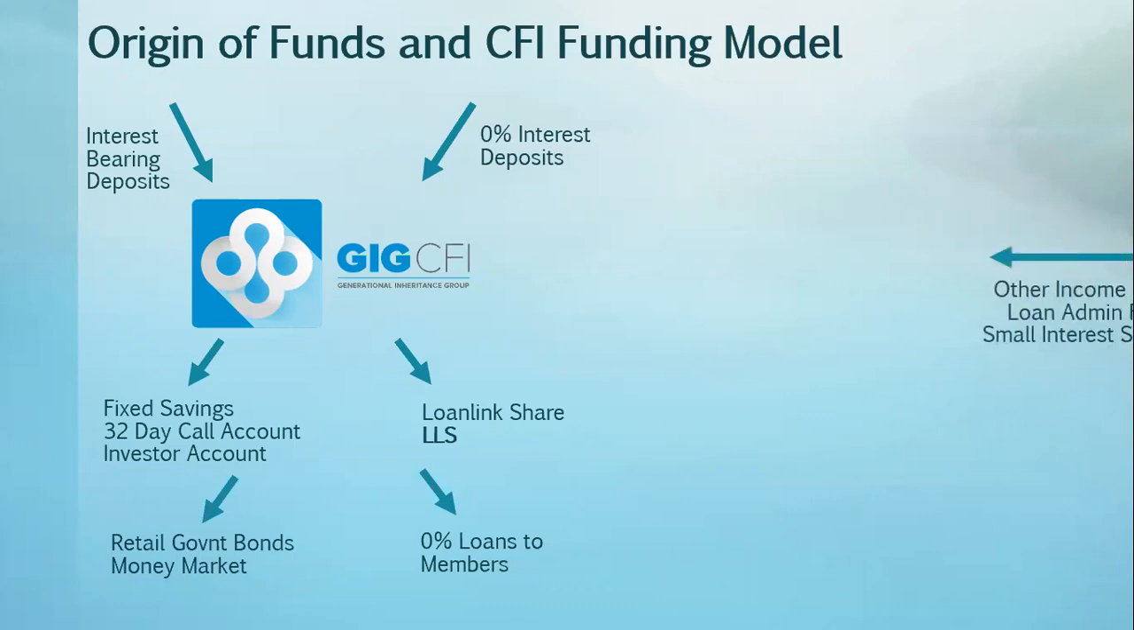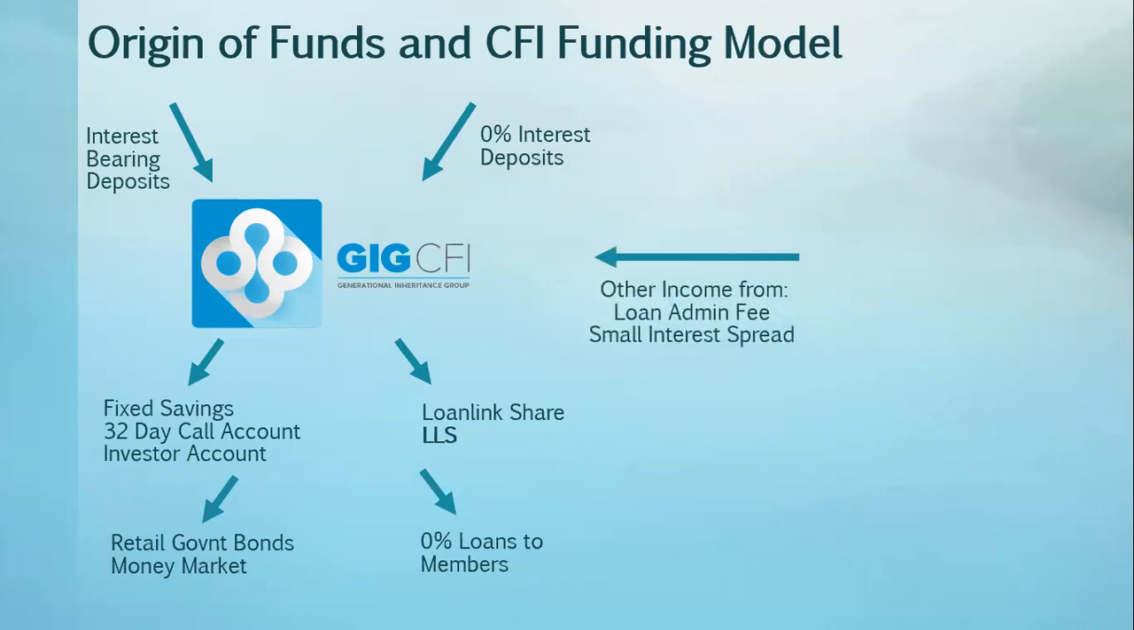Now, how does our funding model work? Well, we'll tell you about it now, but we also have some other income from loan admin fees, and there's a small interest spread. If we get your interest-bearing deposits and we then buy retail government bonds with it, there's a small, about 0.25%, that remains in the CFI to help pay for overheads.